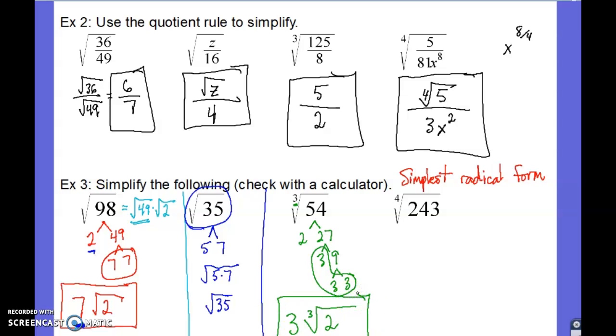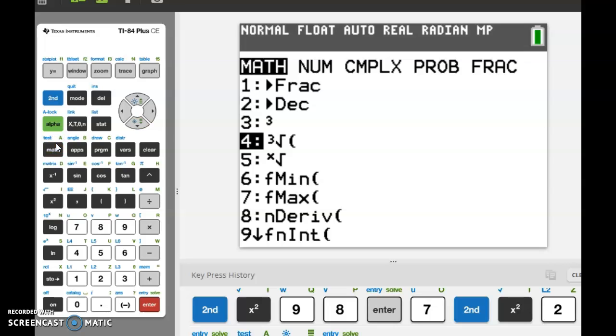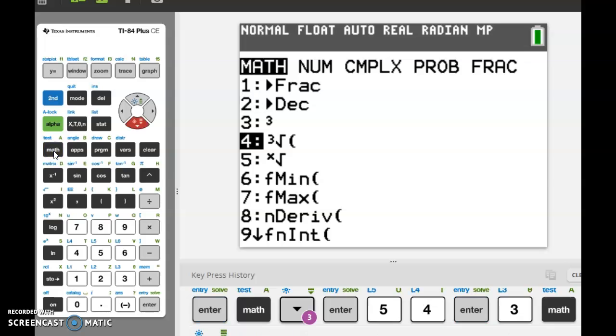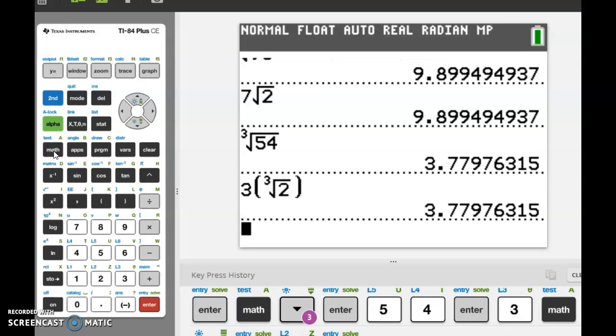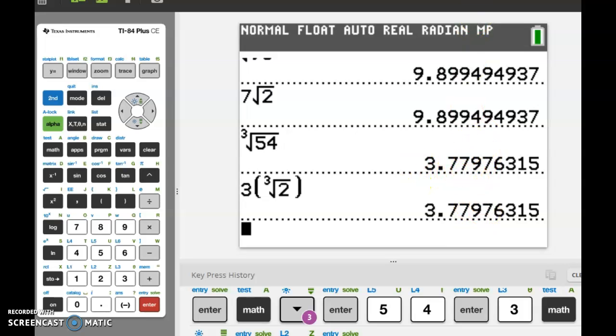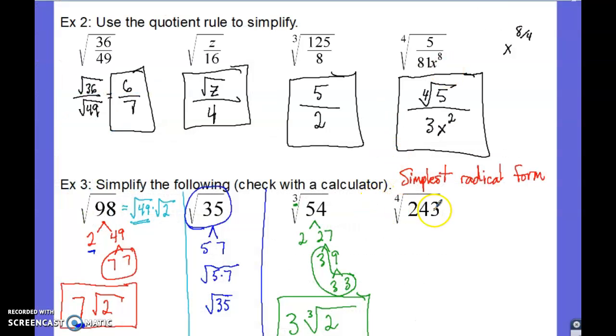So feel free to pause the video. I want to show you with the calculator why that's the correct answer. So under the math tool, looking for the cube root of 54 gives me a decimal, and I'm telling you that that equals 3 times the cube root of 2. As I type that in, you see I get the same exact decimal, 3.780 approximately. So that must be right. 3 cube root of 2 must be right.